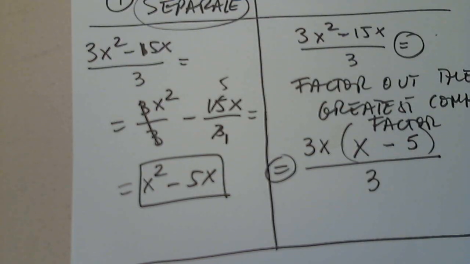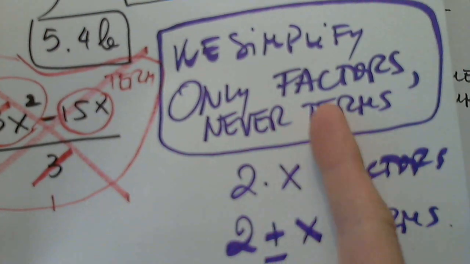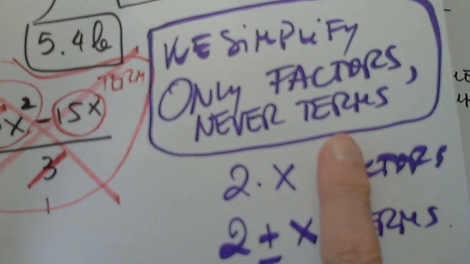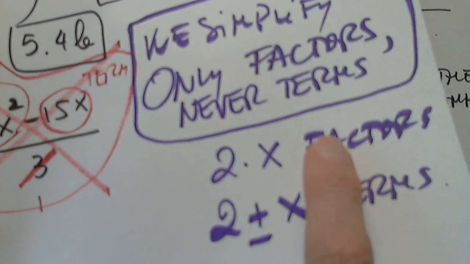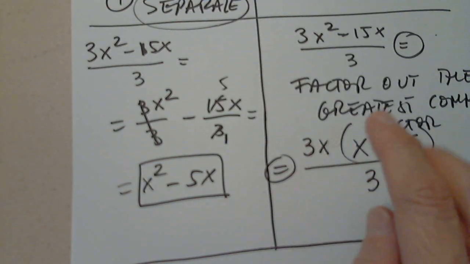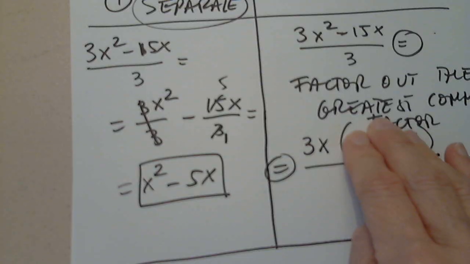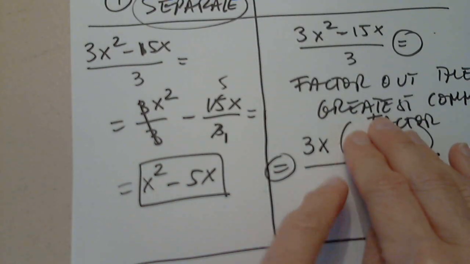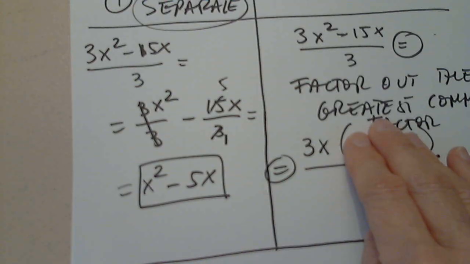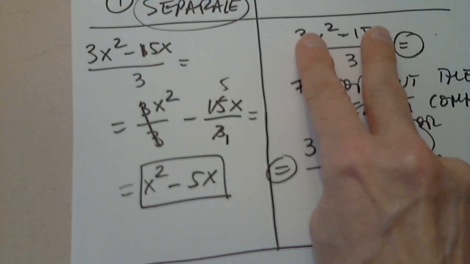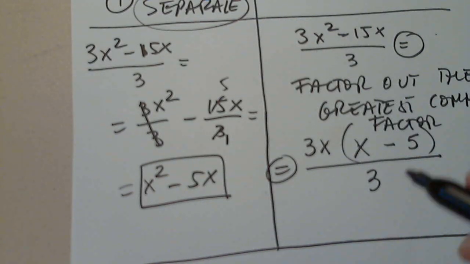Now, I am allowed to simplify because now I have only factors in the numerator. I no longer have terms. How come? I have a factor multiplied by another factor multiplied by another factor. I have 3 factors. This one that I just covered up, x as the second factor and 3 as the third factor. So because all these are factors, no longer terms, I'm allowed to simplify.